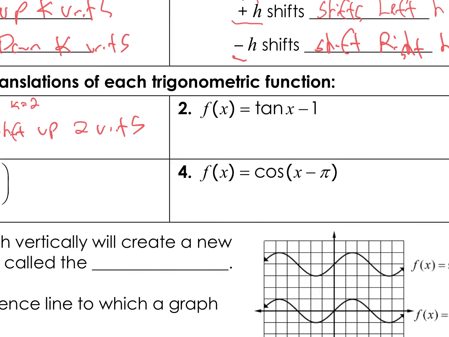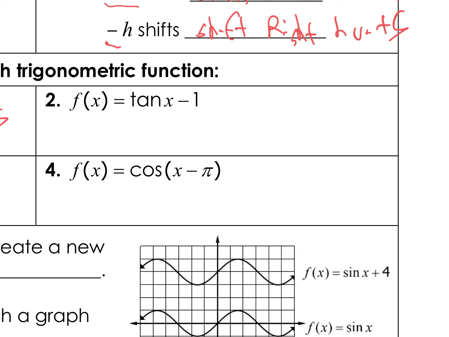Let's move on to number 2. Tangent functions can move left, right, up, and down as well. The tangent of x, this goes together. That means x is the only thing that is connected to tangent. That means there is no h component. Just the -1, which means shift down 1 unit.